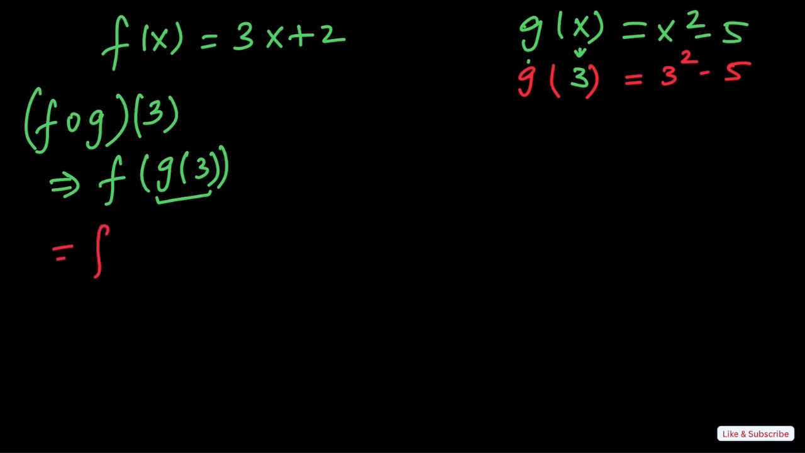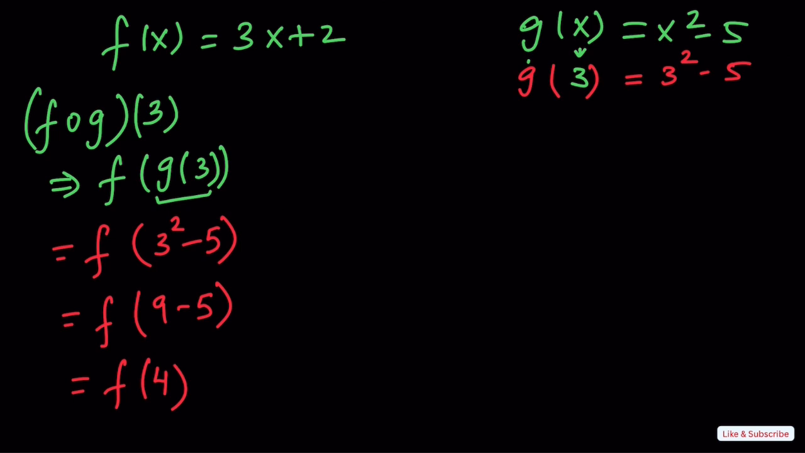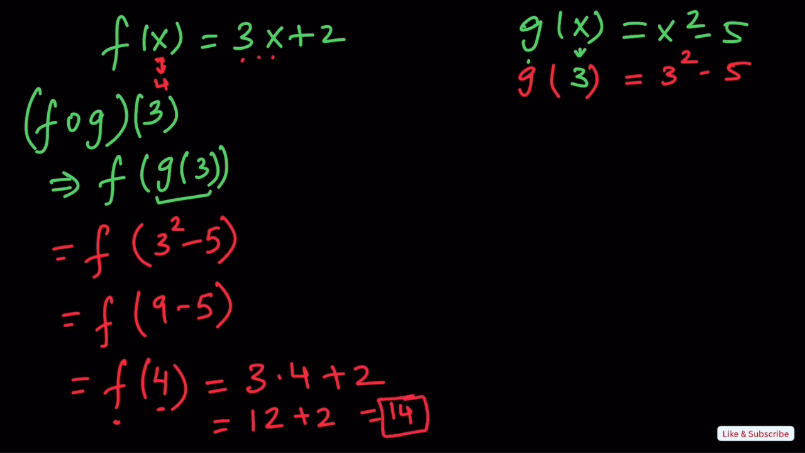So I'm writing it as f of g of 3 is 3 squared minus 5. Now what is 3 squared? That's 9. 9 minus 5, which gives me 4. Now we need to find the value of function f at x being 4. So in place of this x, I'm plugging in 4. So that gives me 3 times 4, because the value of x is 4, plus 2, which gives me 3 times 4, that's 12 plus 2, and the result for this one is 14.